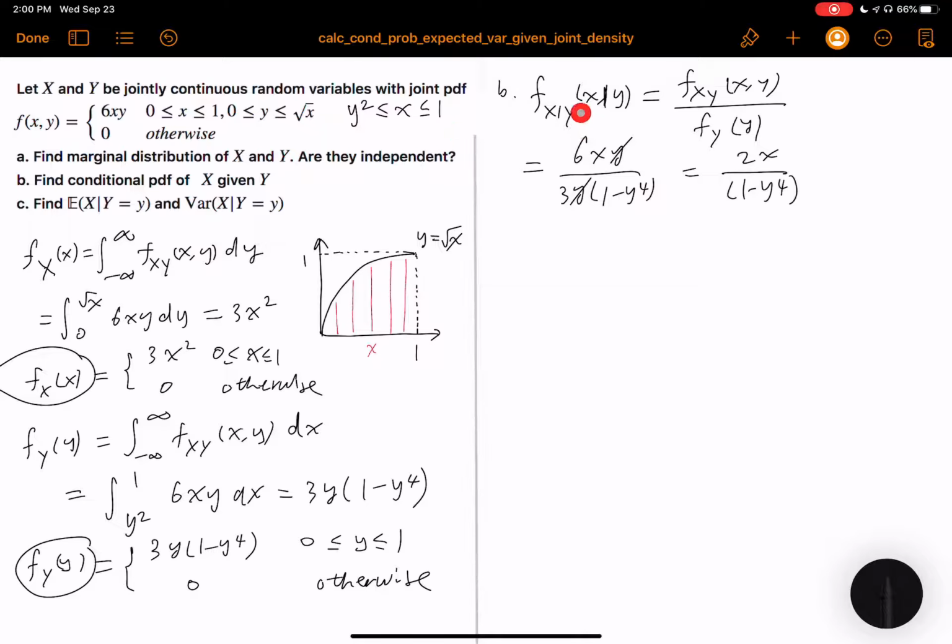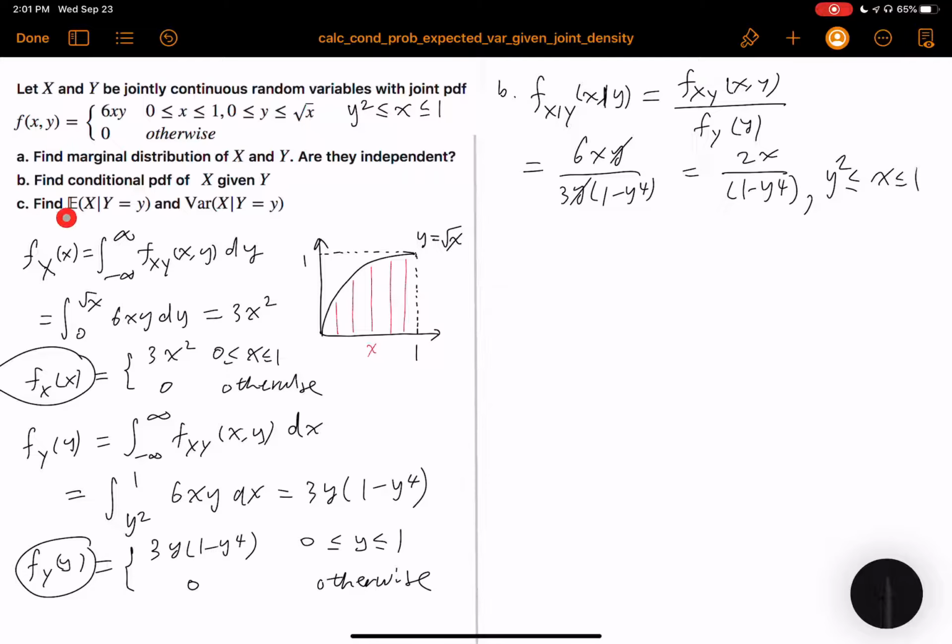And note that we are looking at the density of x given y, and y is fixed now. So we know that x is, as we showed here, between y squared and 1. So for any given value of y, x must be between y squared and 1. Outside of this range, the density would be 0. So essentially, the conditional density is equal to this when x is less than or equal to 1 and greater than or equal to y squared. It would be 0 otherwise.